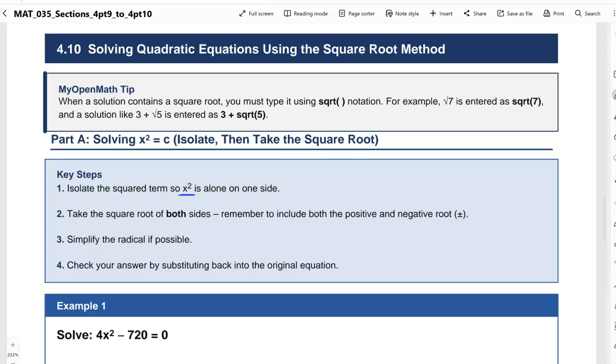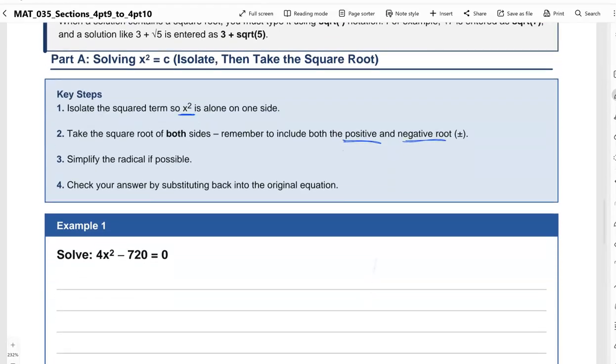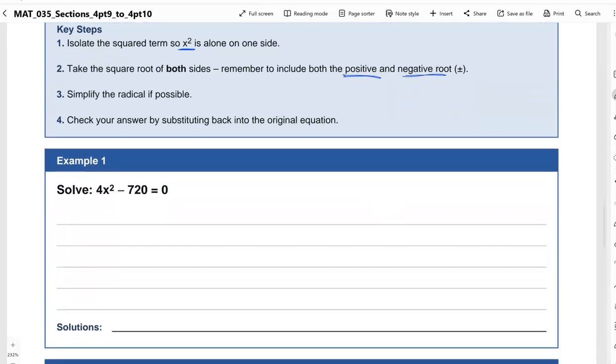But we have to remember that when we choose to take the square root, usually because we have to, we're going to have a positive and a negative answer. And we always want to simplify the radical if we need to. So let's look at this first example.